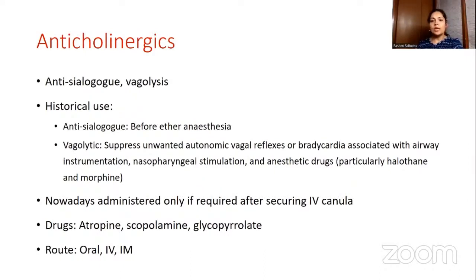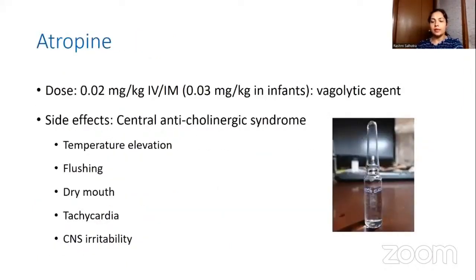However, nowadays, since we are not using all these halothane and morphine, the need to administer anticholinergics as a routine agent has gone down. These drugs include atropine and glycopyrrolate. Atropine has the disadvantages of temperature elevation, flushing, dry mouth, tachycardia, and CNS irritability, together constituting the central anticholinergic syndrome.